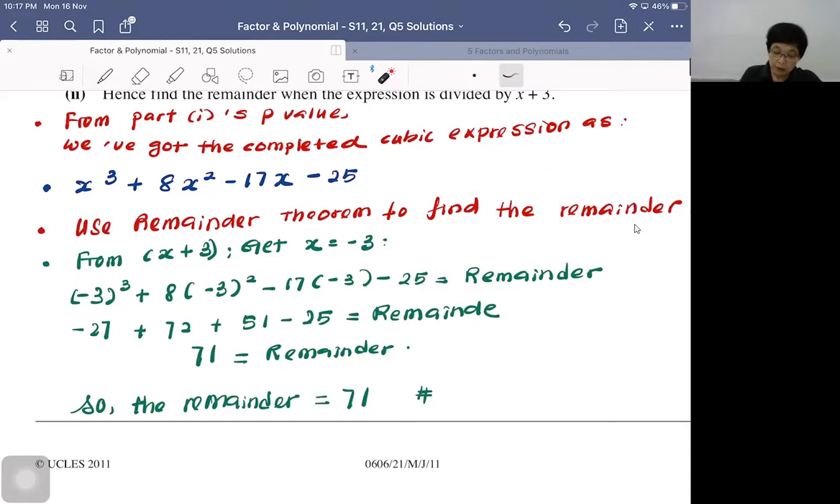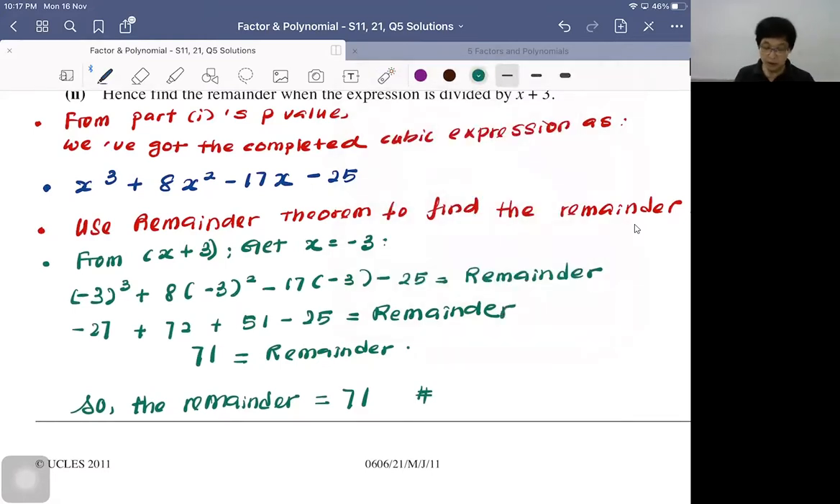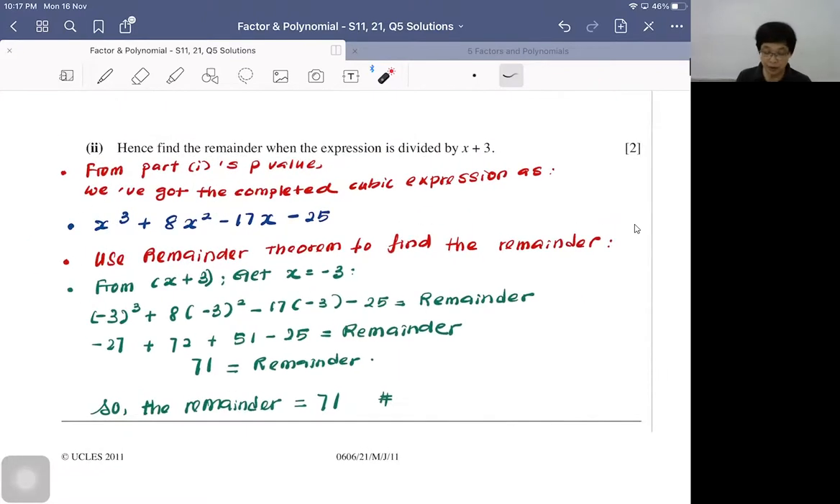And therefore, after all the successful substitution and simplification, you will surely know that you're going to get the remainder. You're going to get this as 71. And that surely is the accurate answer and the full mark answer for the remainder when this cubic expression is divided by x plus 3. It will surely give you 71.